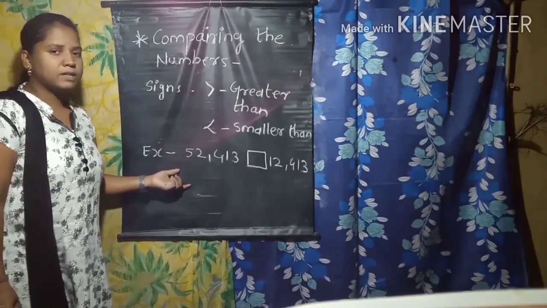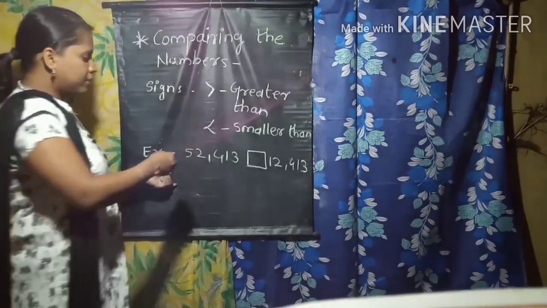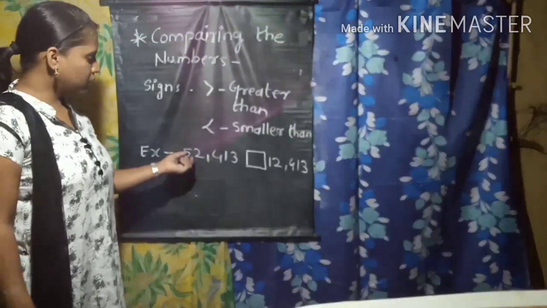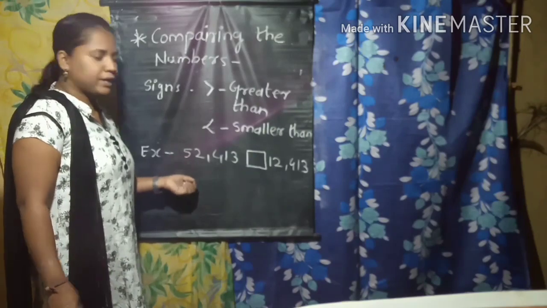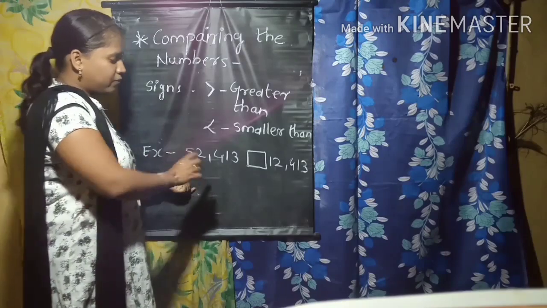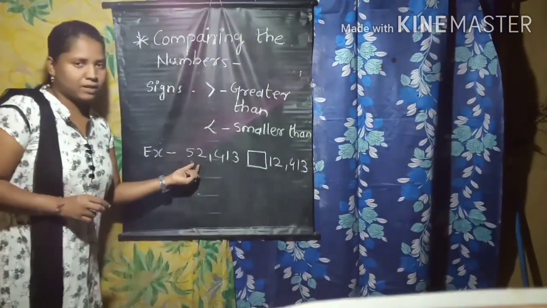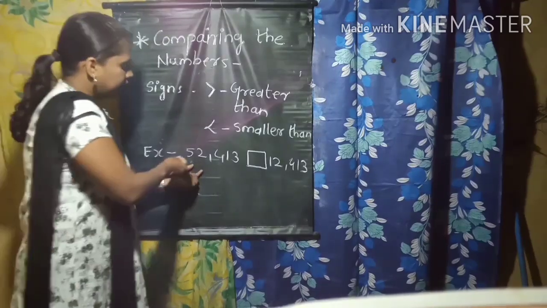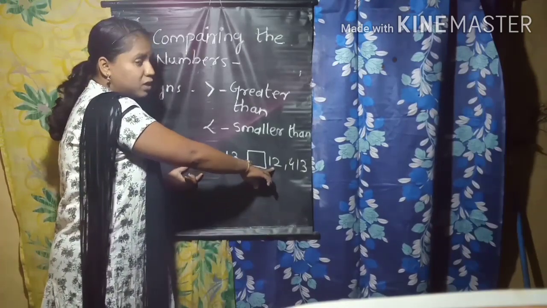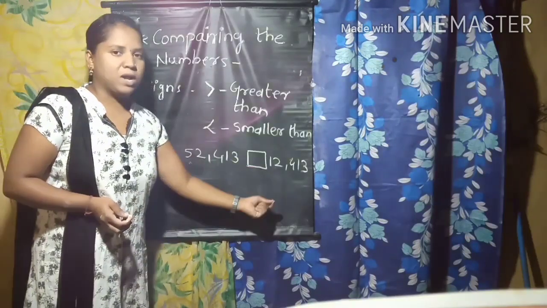To compare the numbers, the first step is always that we have to compare the numbers from the greatest place value. Here the greatest place value is 10,000. So while comparing the numbers, we should start from the greatest place value, not from the smallest one. Always remember you have to start from the left side only. So just see here, in the 10,000 place, here 5 is there and here in the 10,000 place 1 is there. So which one is greater? The 5 is greater than 1.